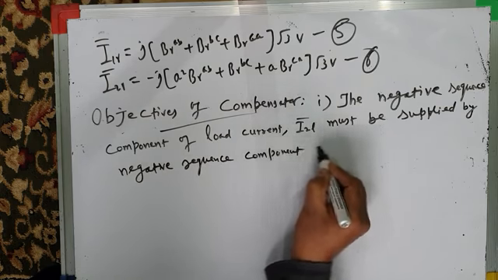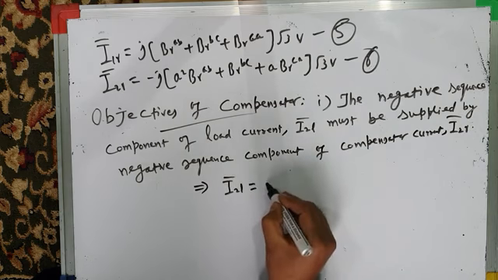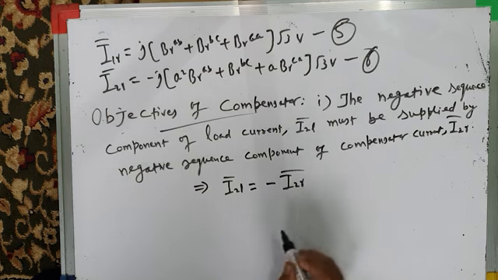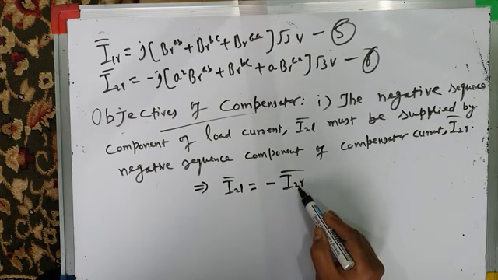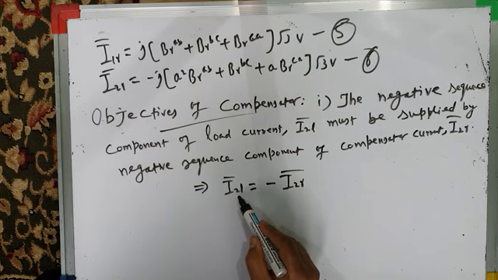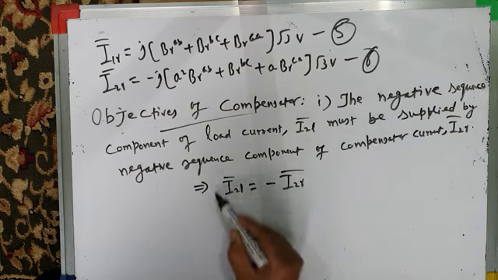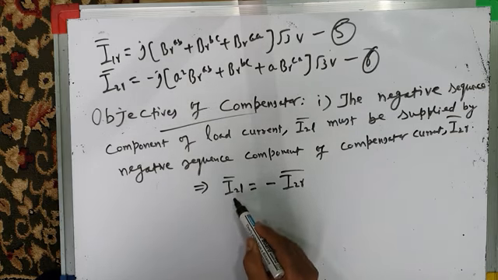compensator current. And what is the negative sequence component of compensator current? I2 gamma, which means the negative sequence component of load current should be equal to minus I2 gamma. That means whatever negative sequence component of current is drawn by the load, by all the three phases, should be locally supplied by the compensator. So I2L should be equal to minus I2 gamma.